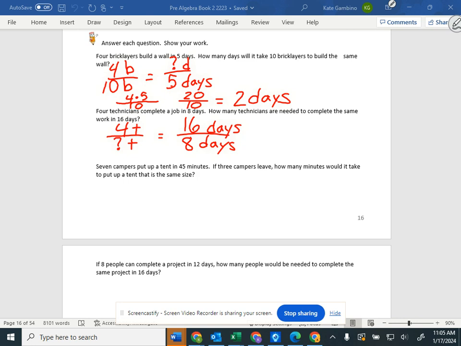I could do 16 divided by 8. So 16 divided by 8 equals 2. So I have 4 technicians over our question mark technicians equals the 2. How do I get technicians by itself? So let me write it up nice and big. 4 technicians over our question mark equals 2 days. What do I do to get the technicians by itself? Lucas?